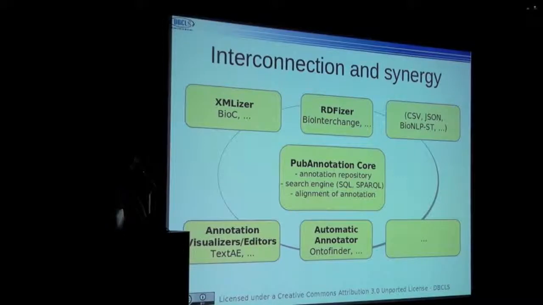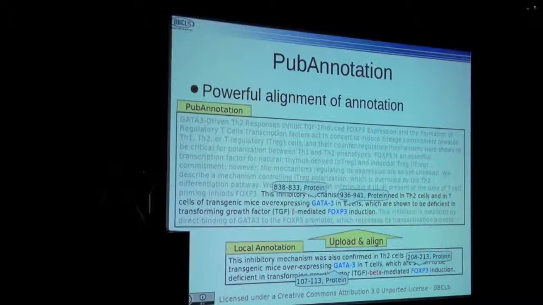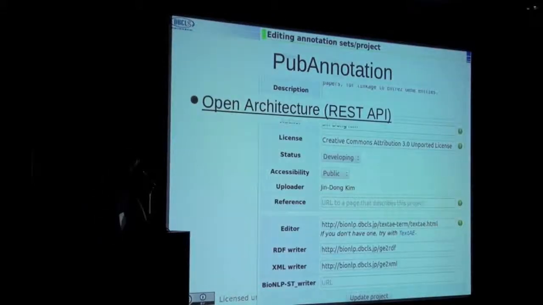It can be connected with external services like an annotation editor or automatic annotator. And also, as I showed, the annotations can be exported to many formats. One thing I would like to mention is PubAnnotation has a quite powerful alignment function. So it is quite useful to aggregate and integrate annotations produced by different annotation projects. And PubAnnotation has open architecture.